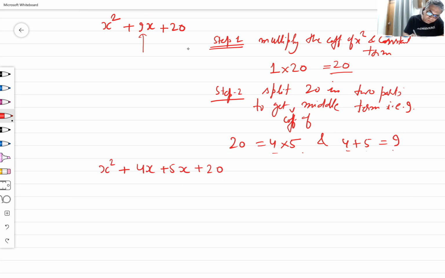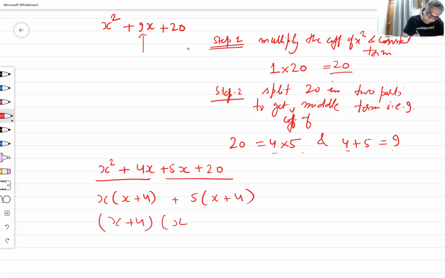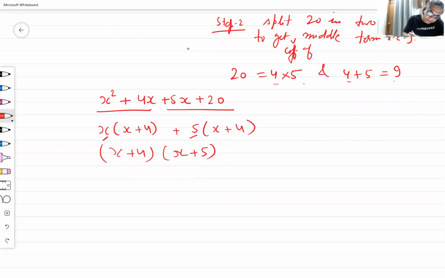So now the first two terms and the last two terms we can club together, right? From the first two terms I can get x plus 4, and from the next two terms I can get x plus 4. X plus 4 is again common, and I am left with x from here and 5 from here. So this is the method and this is the factorization. Now tell me, is it clear to all? Please tell me yes or no.